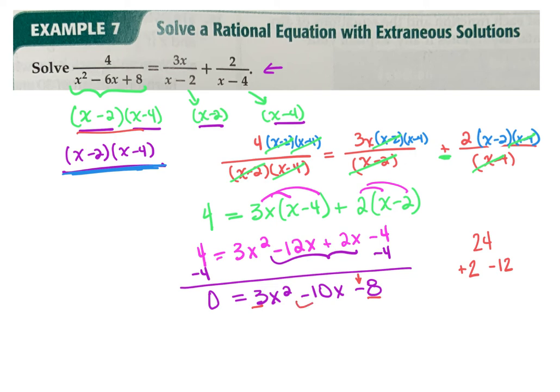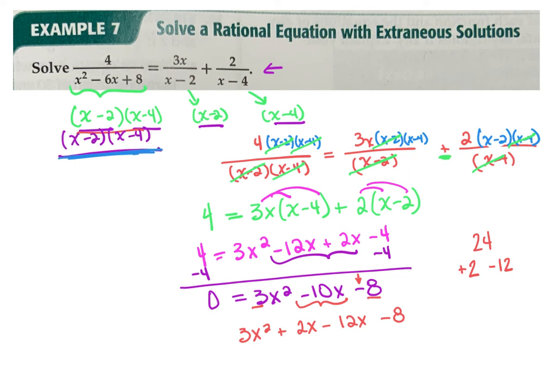All I'm doing is rewriting my middle term to those. I keep my 3x squared the same. I say plus 2x minus 12x minus 8. Keep your 8 the same. Factor by grouping, all right? Factor by grouping.